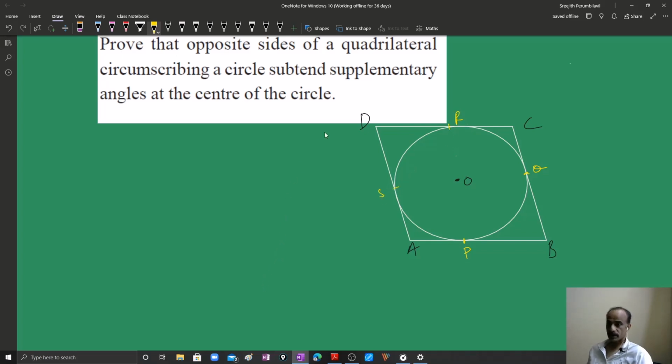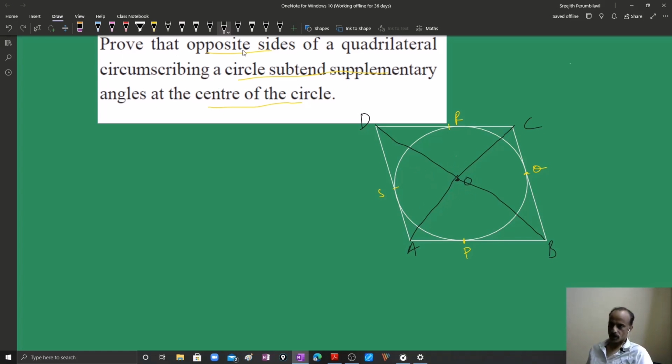We have to show that opposite sides subtend supplementary angles at the center of the circle. Let me first draw the angles subtended by the sides at the center. One angle is this, AOP. The other angle is DOC. So we have to prove that these two angles are supplementary.